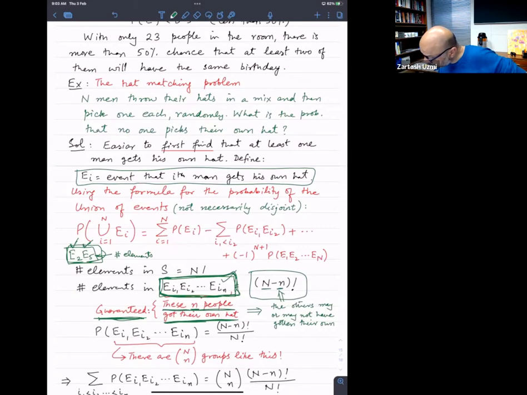And the remaining capital N minus n people, क्योंकि टोटल तो आपके पास कैपिटल N है ना, टोटल तो कैपिटल N है. The others may or may not have gotten their own head, and that can be done in capital N minus small n factorial ways. ठीक है, जी सर समझ आ गया. समझ आ गई ना.